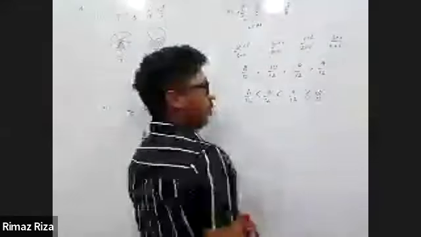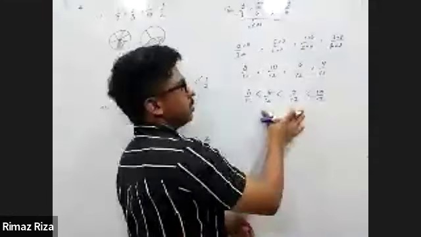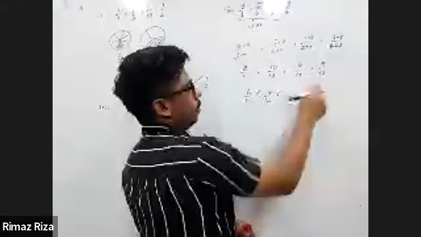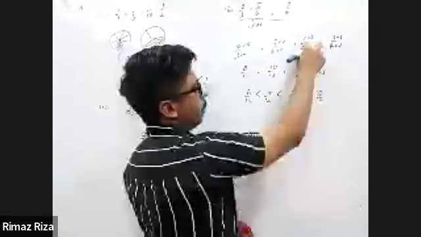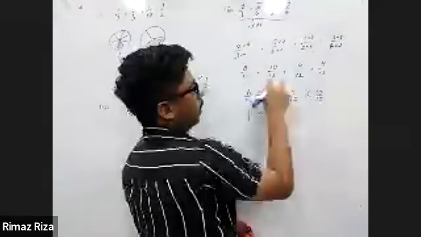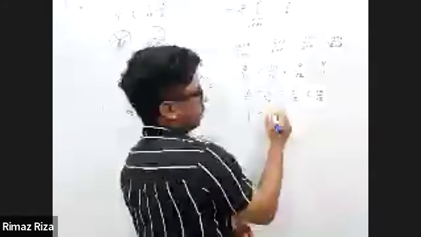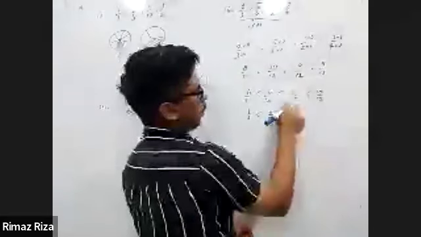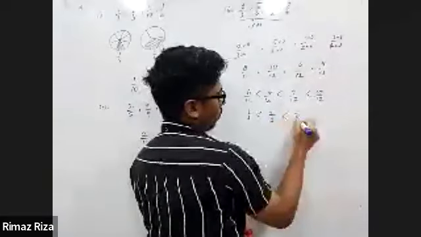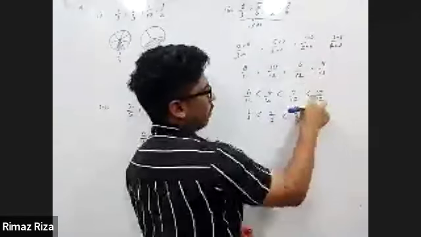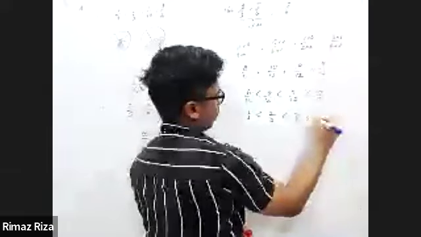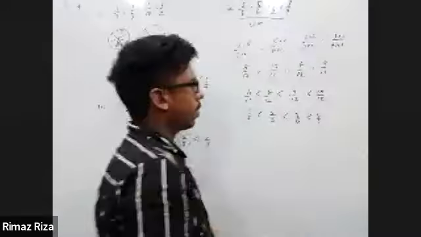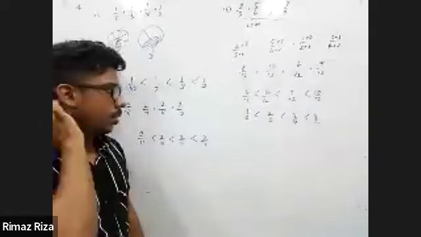By the way, if you leave the answer like this, you won't get marks because you need to write the original fractions, not these. So now 6 over 12, where did it come from? It came from 1 over 2. So you write 1 over 2. 8 over 12, where did it come from? 2 over 3. 9 over 12, where did it come from? 3 over 4. And then 10 over 12, that came from 5 over 6. Okay. So therefore, this is the ascending order.